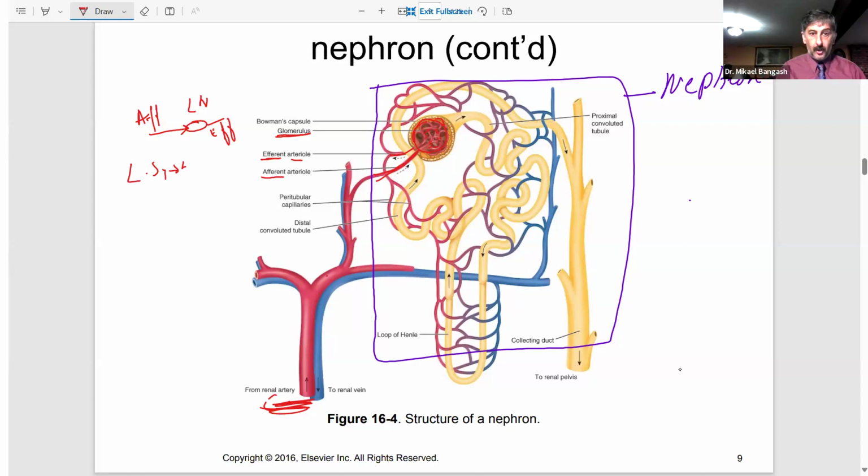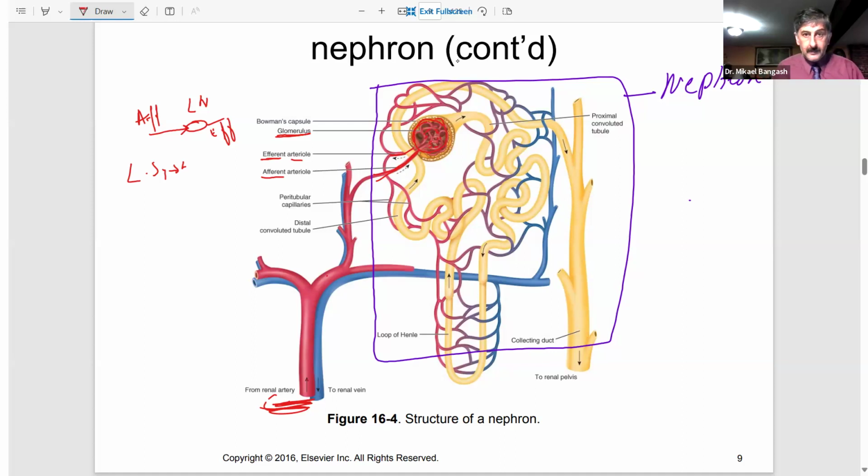Okay, but before going to this, what happened afterwards? Let's try to see what happens here, and what we call the glomerulus.